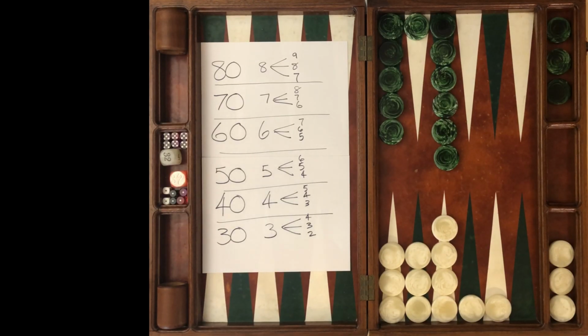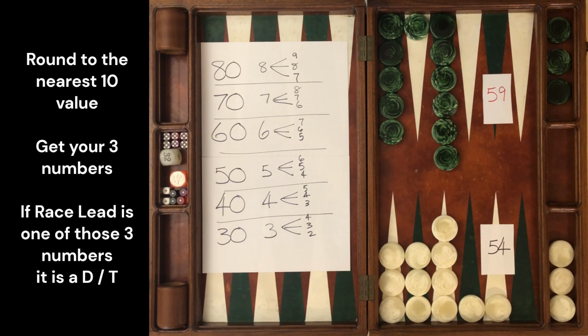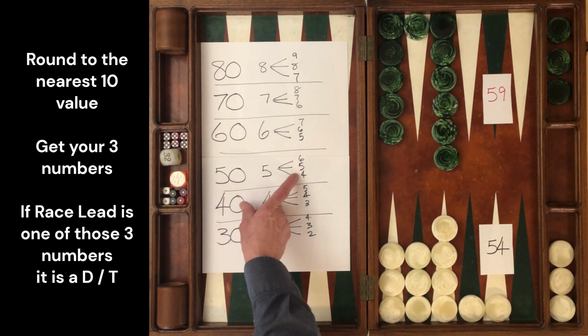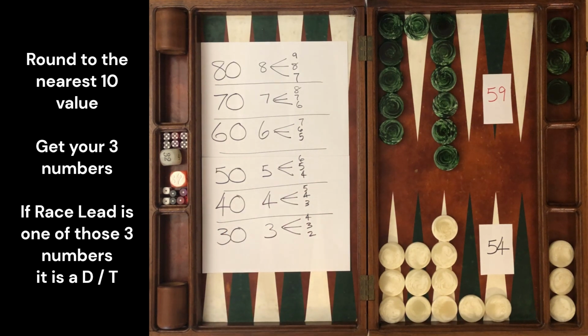And in our last example, 54 is our pip count. Our opponent's pip count is 59, giving us a 5 pip lead. This is pretty close in the middle. It's closer to 50, so we're going to go to 50, giving us our three numbers, 4, 5, and 6.